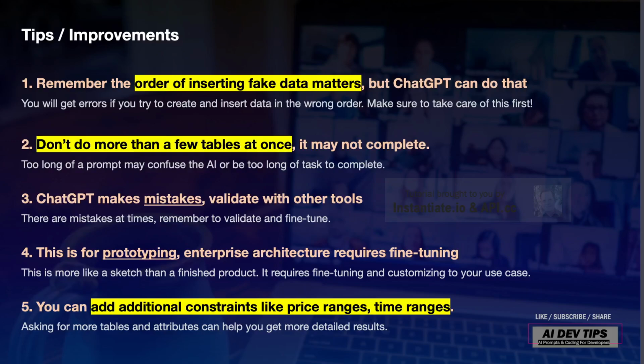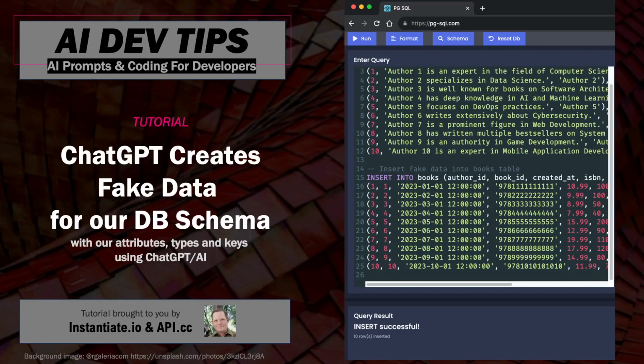Another thing I wanted to add is that you can do additional constraints like price ranges, time ranges, pattern matching, different things like that to get the exact type of data that you want. This is just an introduction, and we're only scratching the surface of how you can create fake data. Also, as always, remember ChatGPT does make mistakes, validate it, use other tools as well, and this is for prototyping. Enterprise architecture requires fine-tuning for your custom cases.